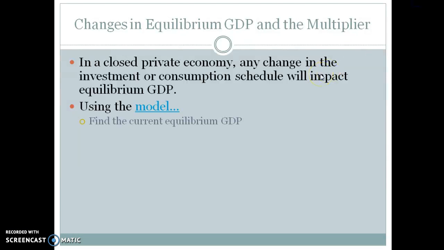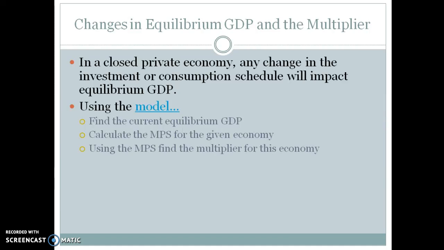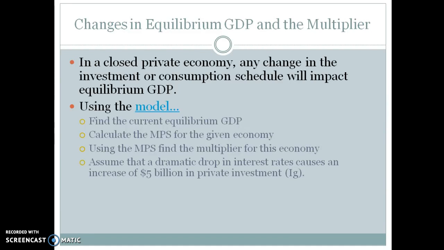All right, now using that same model, we wanted to find the current equilibrium. We already did that at $470 billion. But the next couple of things we want to do is work with the MPS, or the marginal propensity to save, and use that to create the multiplier, which accounts for the repetitive circulation of currency in the economy. We're going to show you how to do that in just a second, and then work through these other scenarios.